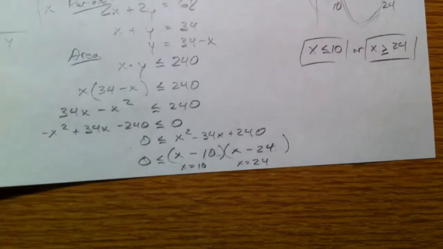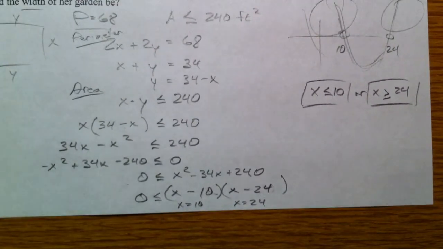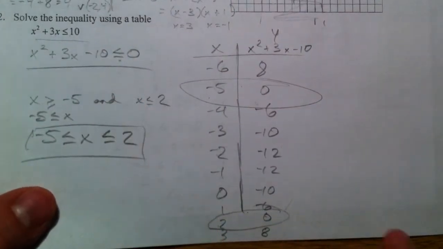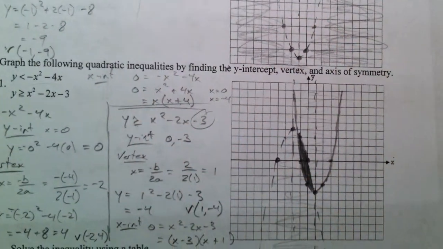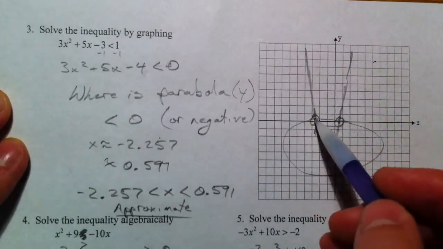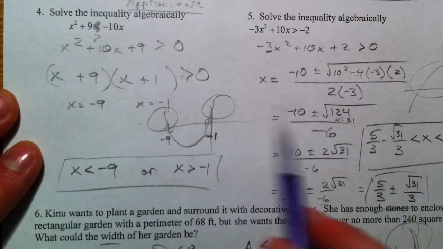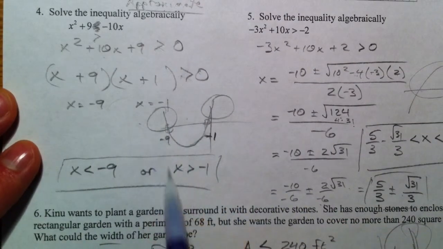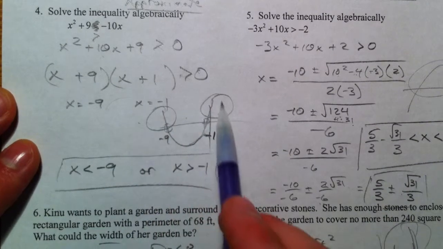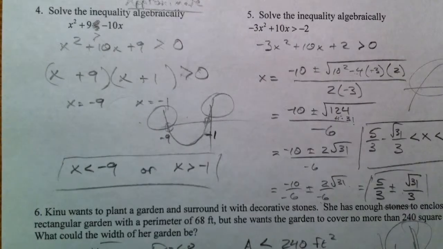So that is how you solve inequalities. We used a table, noticing where it was less than 0. We did it graphically with y's, and we had to shade it when y's and x's were involved. We used a graph to figure out approximately, or we'd use factoring or the quadratic formula to figure out when it was greater than 0 or less than 0. And there you have it.